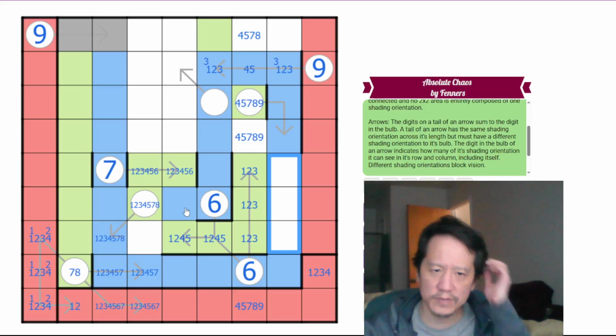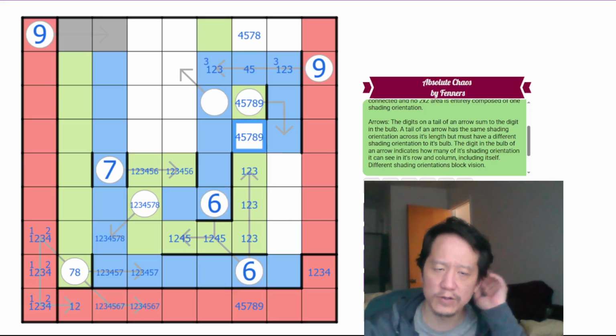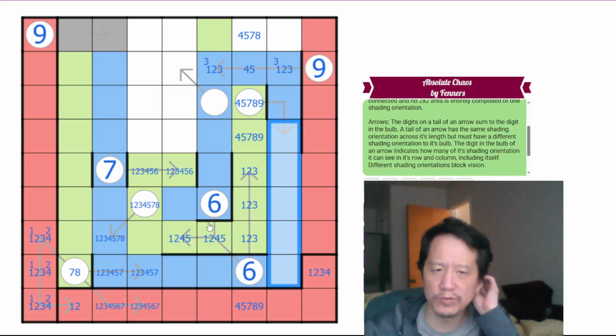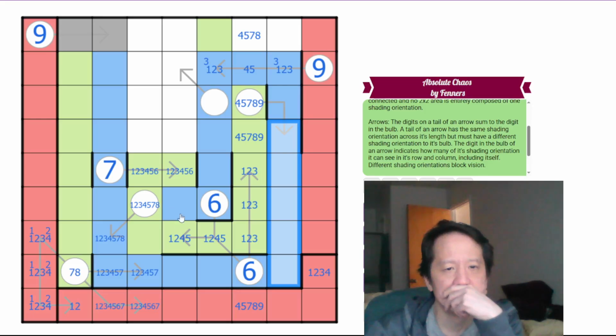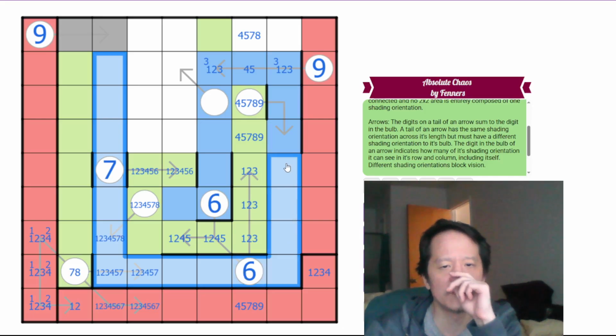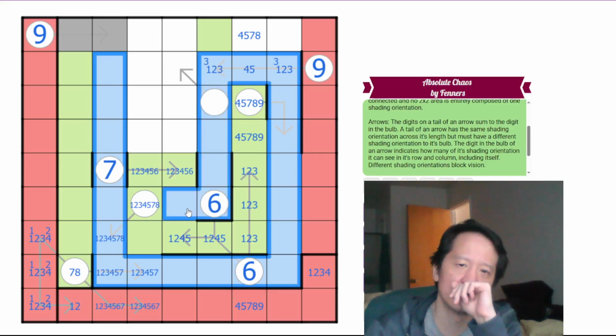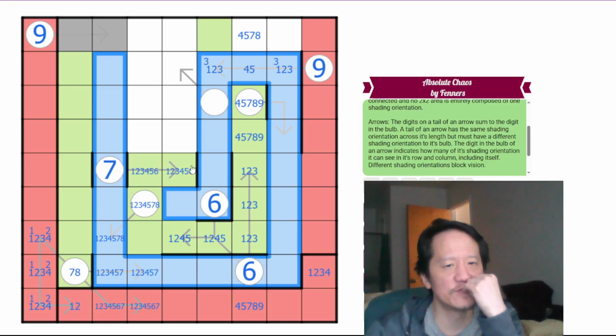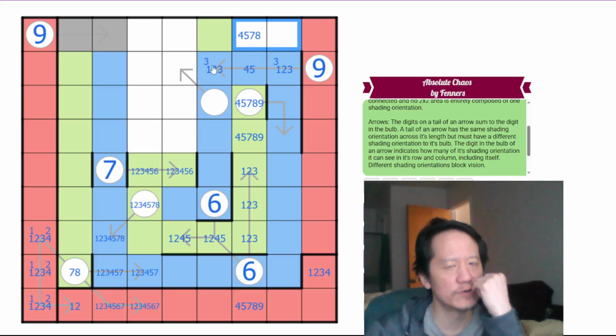So this cannot connect this way. This has to be green here. This has to be green here. This must be blue. So we have 7, 8, 9, up to 25. The problem with this is we only have 2 more blues. The reds have to be here. We only have 2 more blues.